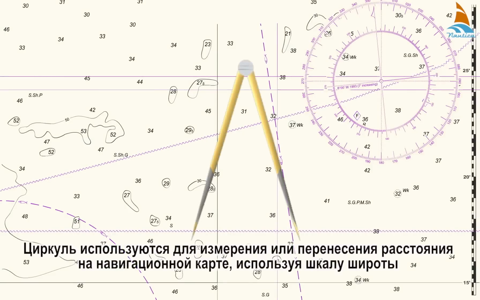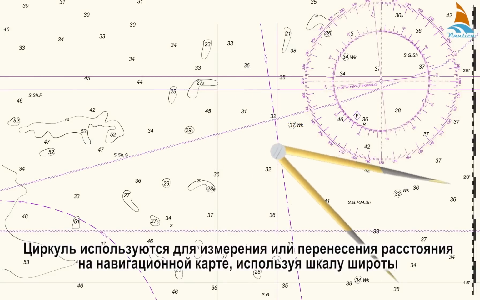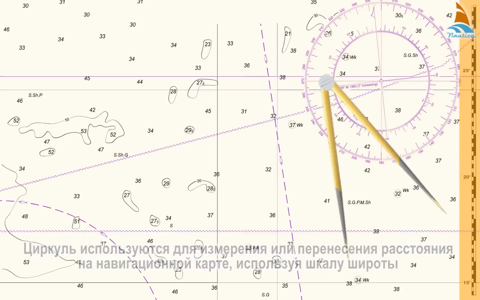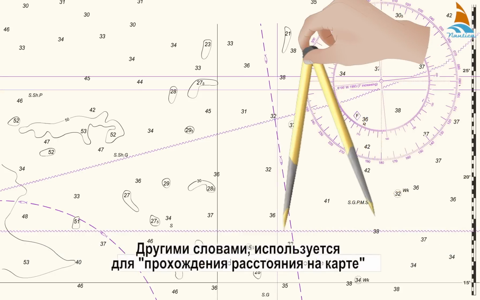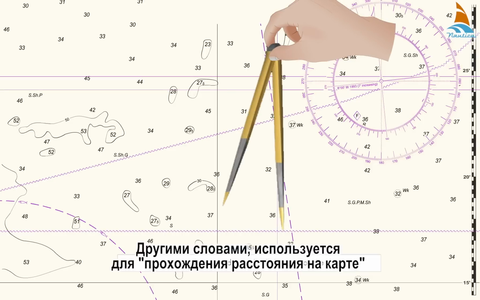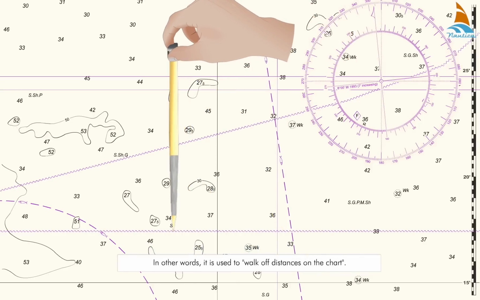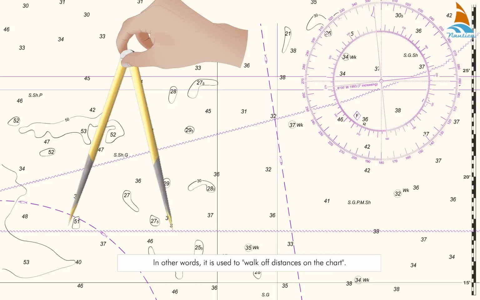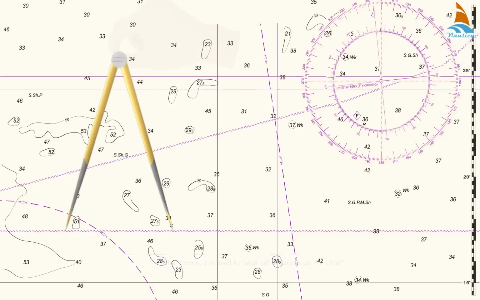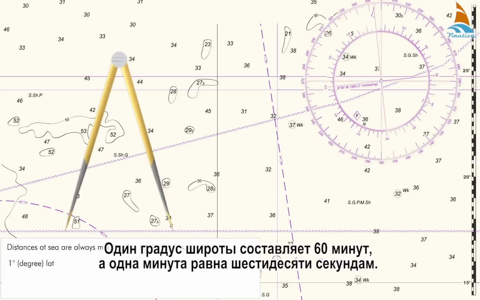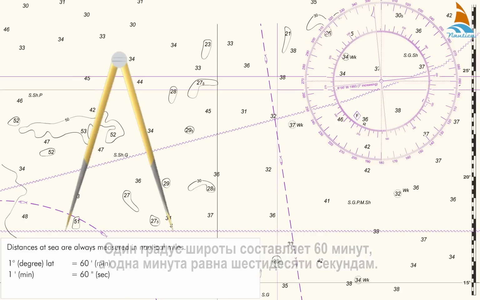The dividers are used to measure or transfer distances on the nautical chart, using the latitude scale. In other words, it's used to walk off distances on the chart. Distances at sea are always measured in nautical miles. 1 degree of latitude is equal to 60 minutes, and 1 minute is equal to 60 seconds.